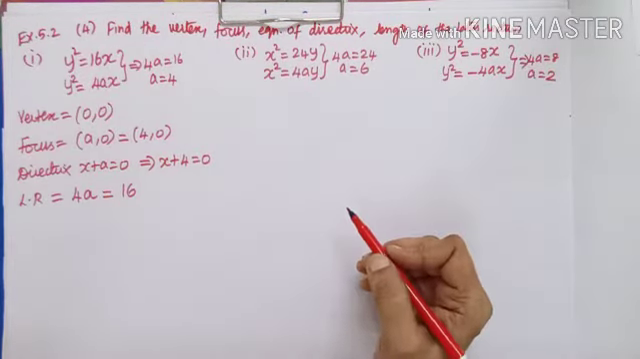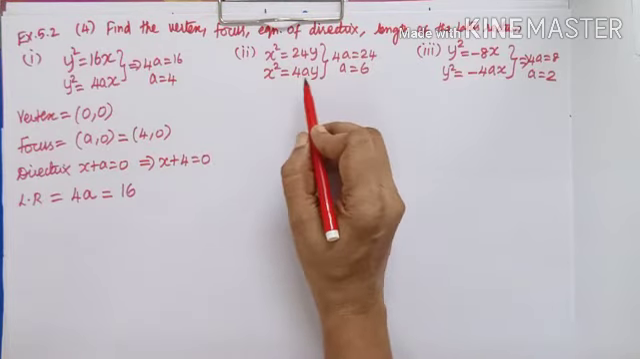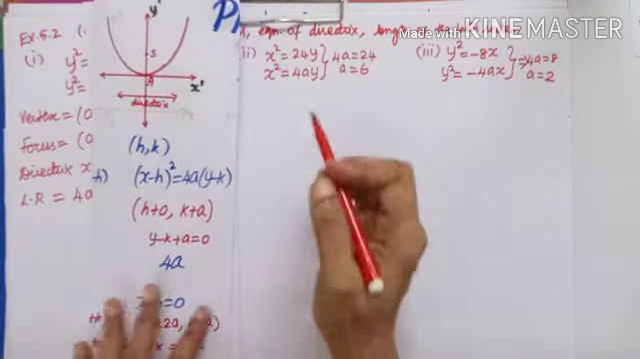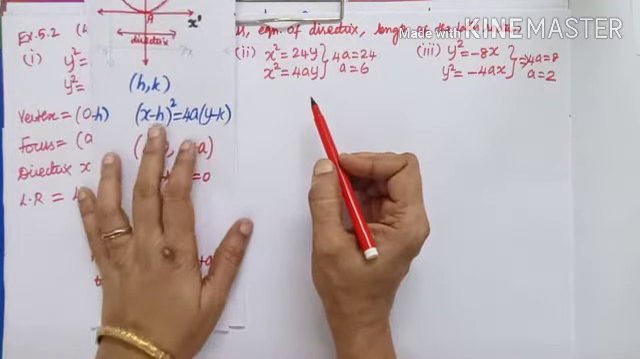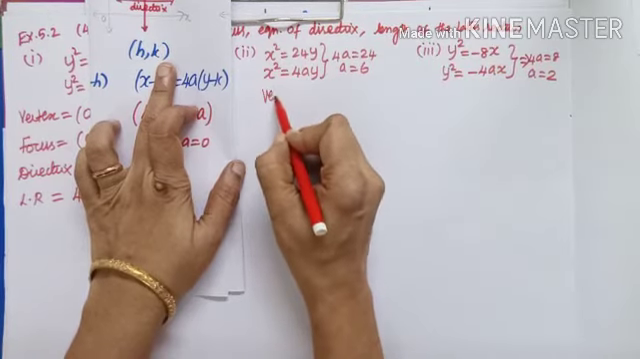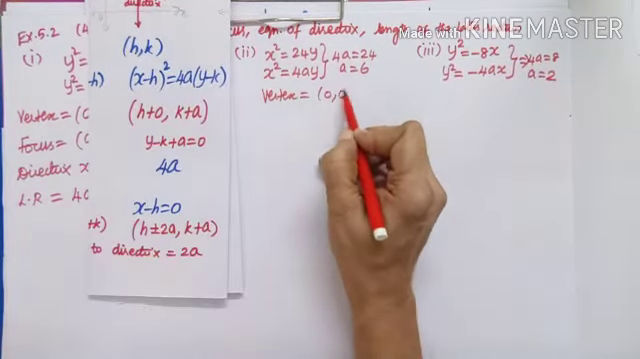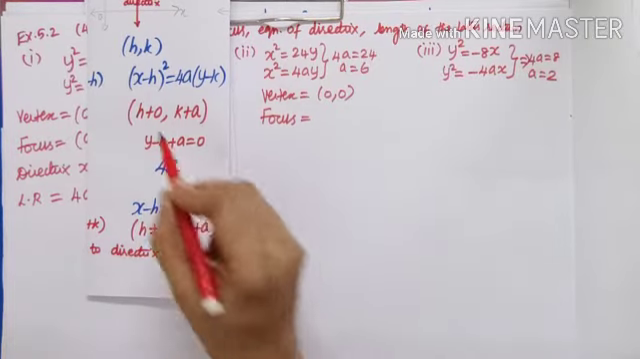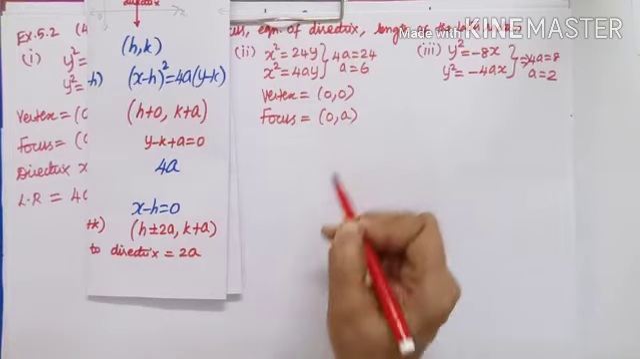The second question. Now this is x square equals 4ay. So we will see the third pattern. x square equals 4ay. We compare with this model. h comma k is again 0 comma 0. So vertex we will say 0 comma 0. The next idea I must say the focus. So wherever h comma k comes, put 0 comma 0. So it is 0 comma a.